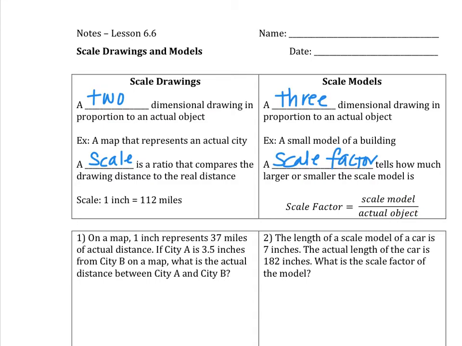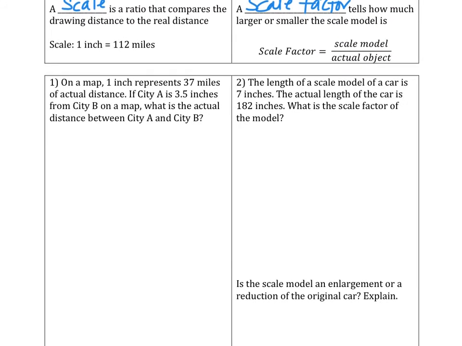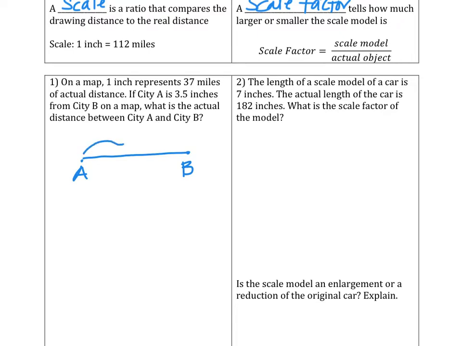So let's do some examples of this. Number 1, on a map, 1 inch represents 37 miles of an actual distance. If city A is 3.5 inches from city B on a map, what is the actual distance between city A and city B? So we would do this by, first of all, let's draw point A to point B. And on a map, this is going to be 3.5 inches.